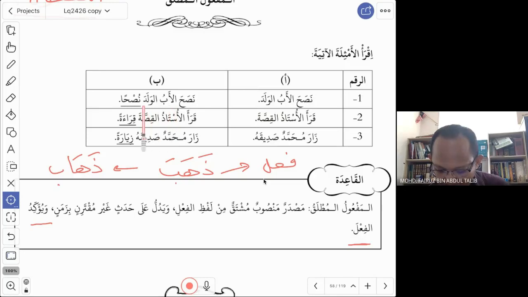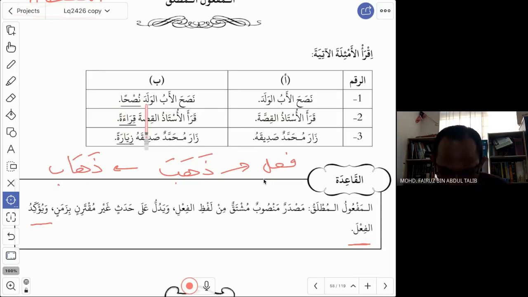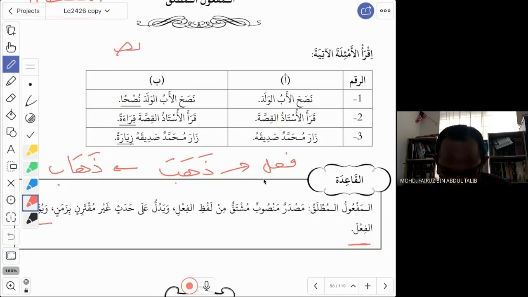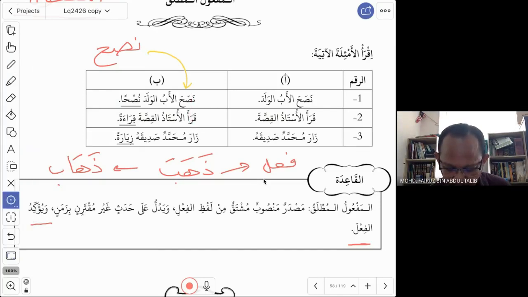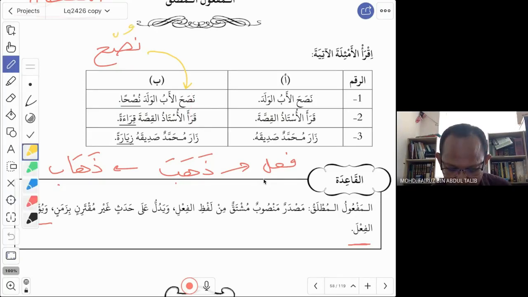Nasahal abu al-walada. But now you want to emphasize this action, nasaha. You want to say, see, the father really has advised the son. So how do you say he really has done that? One of the ways is by adding a masdar at the end of the sentence. Here, the word is noshun. If you notice, the word noshun is similar to the word nasoha because it is taken from the same fi'il. Nasoha is the fi'il, but noshun is the masdar.